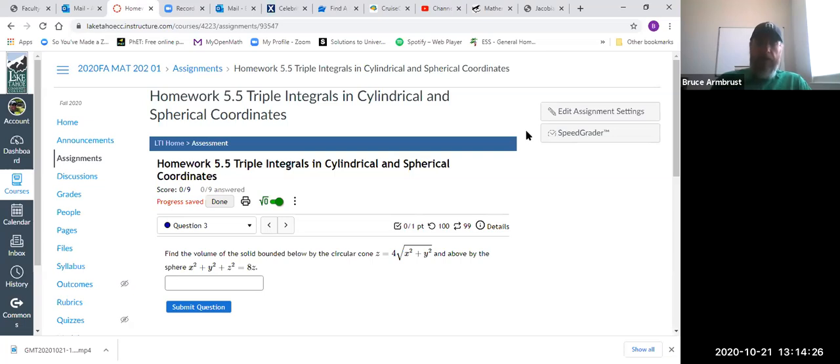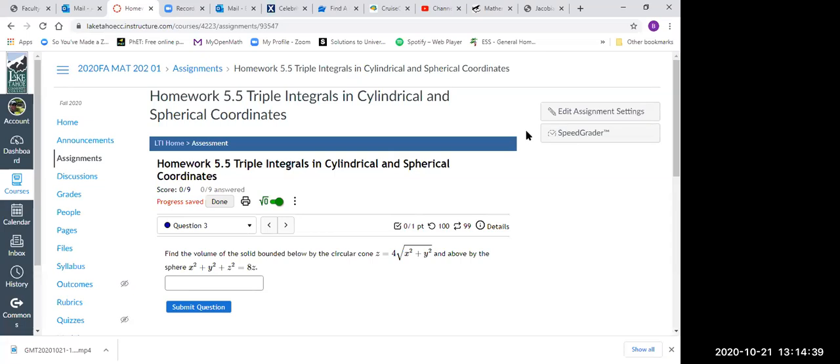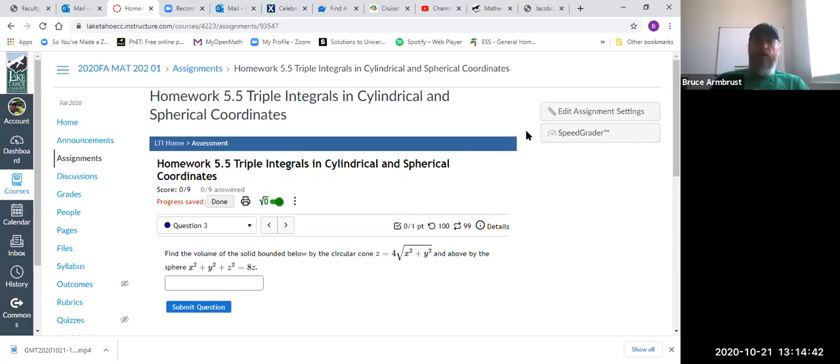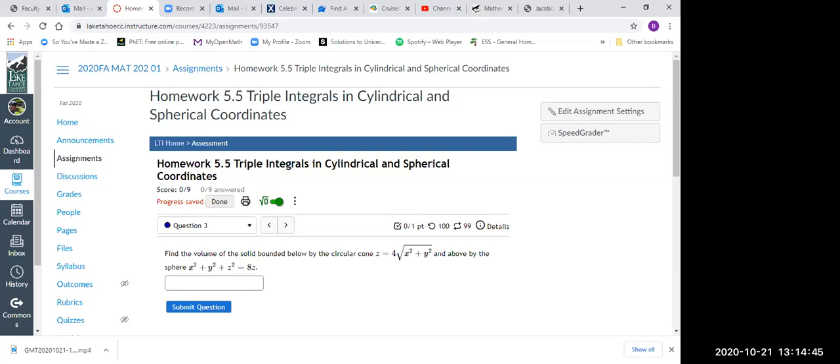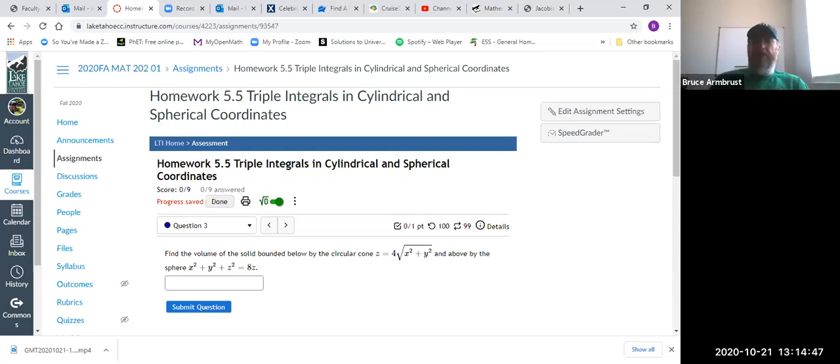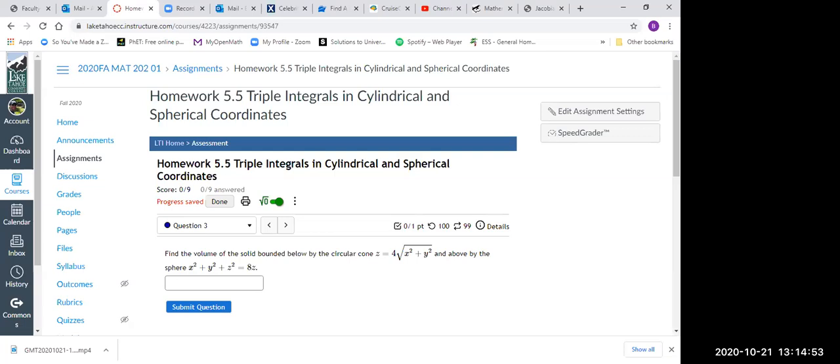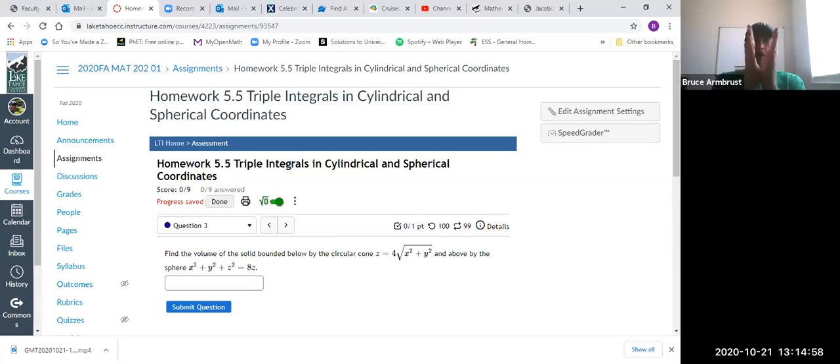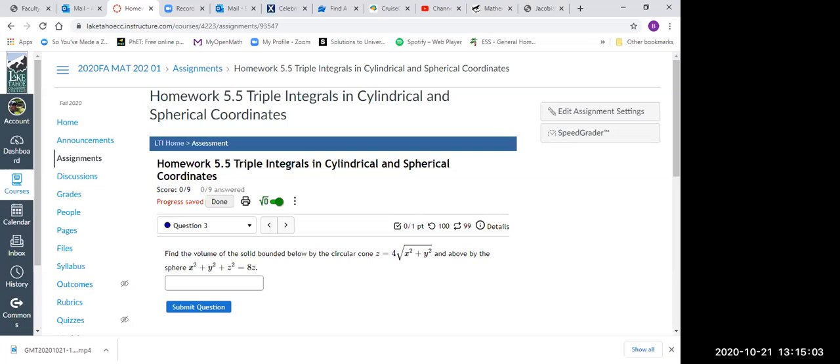It's slightly different because this sphere isn't actually centered at the origin. Do you know what about it tells me it's not centered at the origin? The 4? Not the 4. The 4 is part of the cone equation, and all that does is change the steepness of the cone. Is it a really steep cone? Is it a flat cone? That's what that 4 is doing.